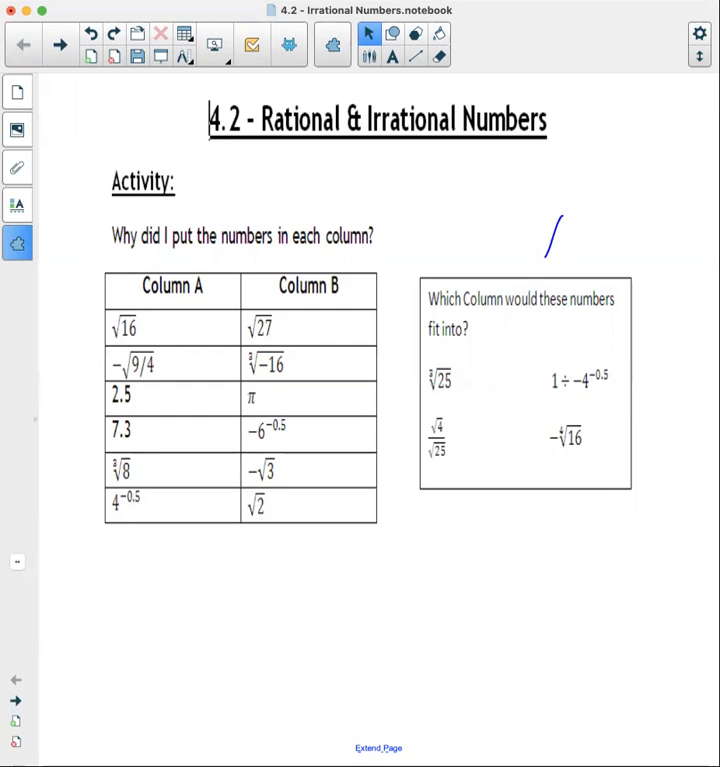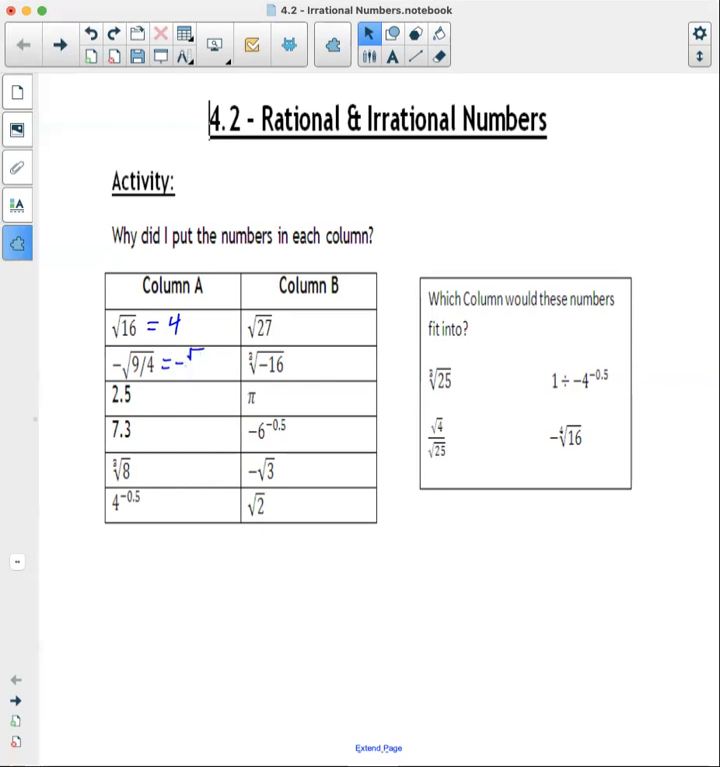Okay. So let's start with column A. The square root of 16 is equal to 4. And I would encourage you to feel free to go through this column and simplify these as much as you can. Note that this negative is outside of the brackets, so just forget about it and leave it outside. And remember, anytime you're taking the square root of a fraction, take the square root of the numerator and the denominator separately.